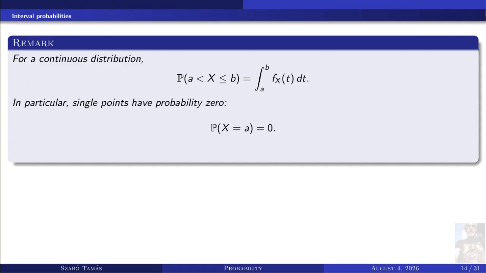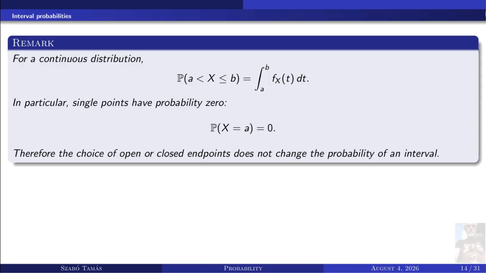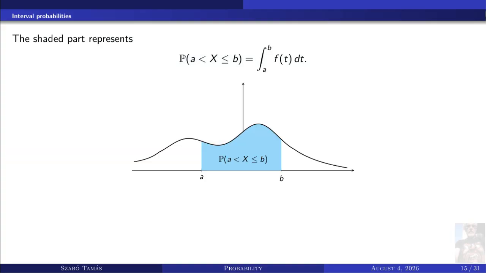In particular, single points have probability 0. Therefore, the choice of open or closed endpoints does not change the probability of an interval. The shaded part in the picture represents P(a < X ≤ b). This probability is the area under the density curve between a and b.